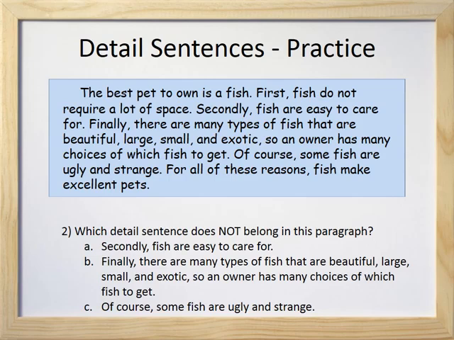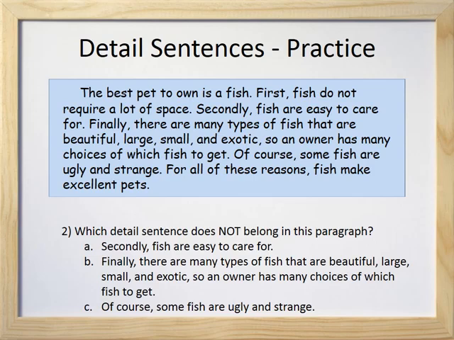Number 2. The best pet to own is a fish. First, fish do not require a lot of space. Secondly, fish are easy to care for. Finally, there are many types of fish that are beautiful, large, small, and exotic, so an owner has many choices of which fish to get. Of course, some fish are ugly and strange. For all of these reasons, fish make excellent pets.